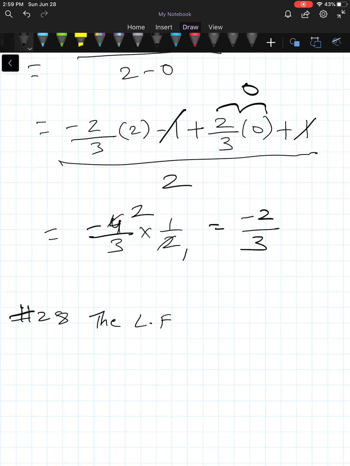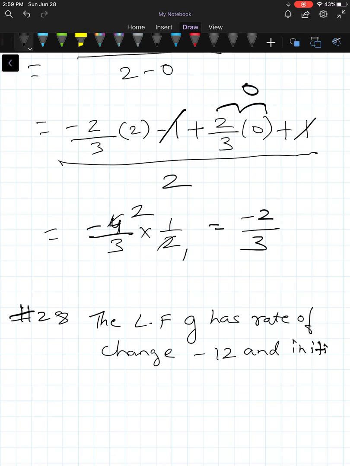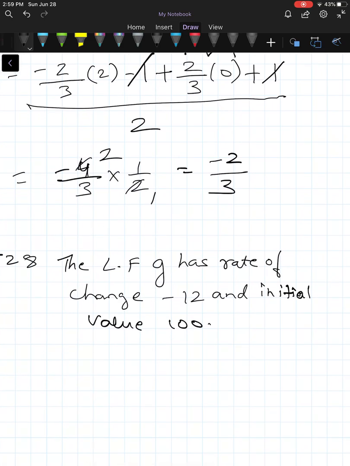The linear function g has a rate of change negative 12 and initial value 100. So you may be confused, like you know that rate of change is equal to slope, so a value is nothing but negative 12. That is very clear and straightforward from the question.